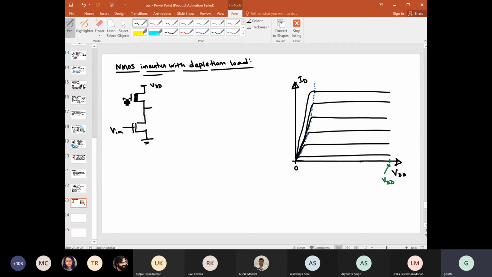VDD, this is the gate, and you know here the gate should be connected with the source. This is the output, and this is the drain, source and gate for this driver transistor. So this is the load and this is the driver, right?